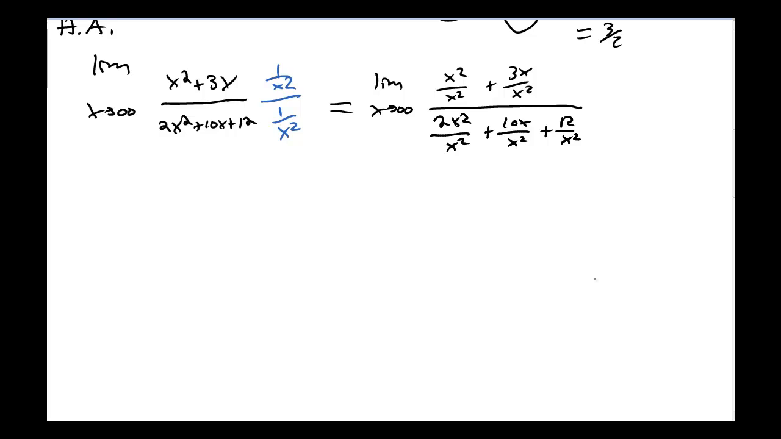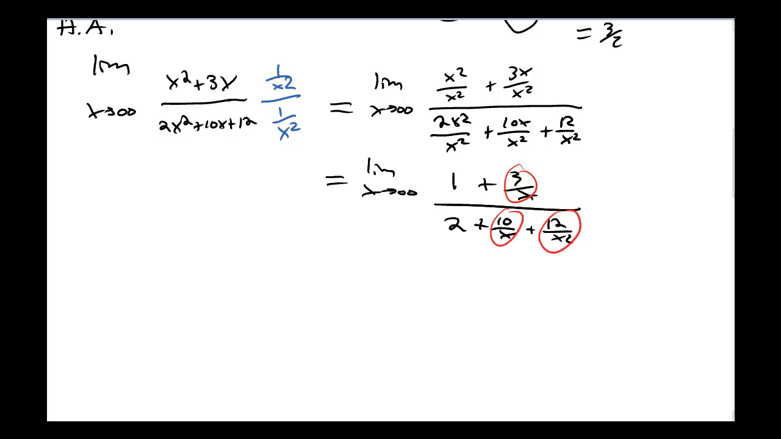At this point some cancellation happens, and I'm left with the limit as x goes off to infinity of 1 plus 3 over x, all divided by 2 plus 10 over x plus 12 over x squared. We have something special happening on these terms. These are constant numbers, 3, 10, and 12, and they're getting divided by x, which is getting very large. So 3 over 10, 3 over 100, 3 over 1,000. As x gets big, because I'm dividing by x, and x is getting very large, this goes off to 0.